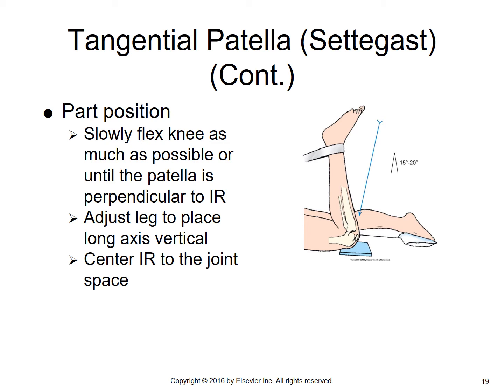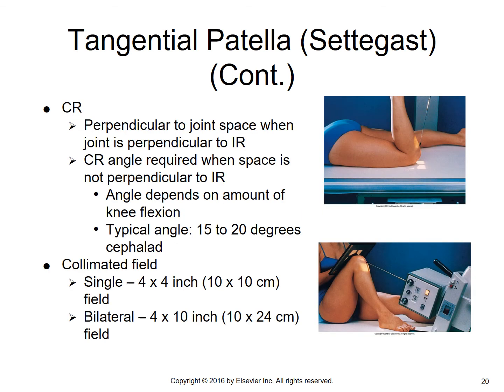So if we look at the picture here, we have the leg. It's in a bent position. So slowly flex the knee as much as possible or until the patella is perpendicular to the IR. You adjust the knee to place the long axis vertical, and you center the IR to the joint space. Central ray is perpendicular to the joint space when the joint is perpendicular to the IR. Your central ray angle is required when the space is not perpendicular to the IR. The angle will depend on the amount of knee flexion. So typically it's about a 15 to 20 degree cephalad angulation.